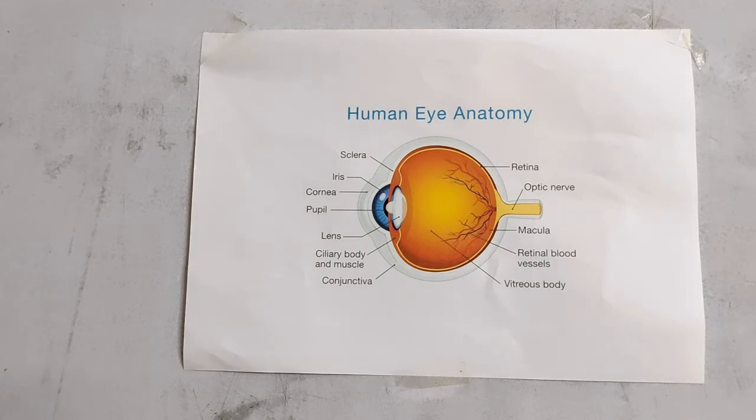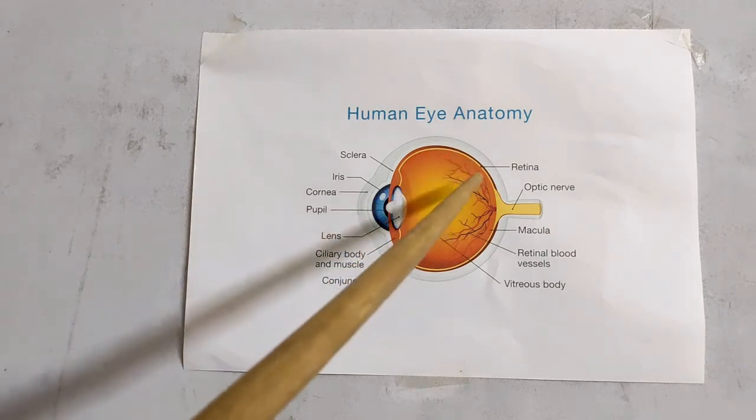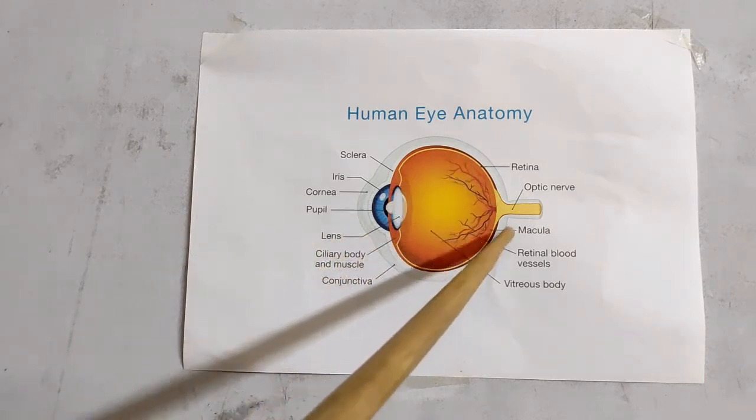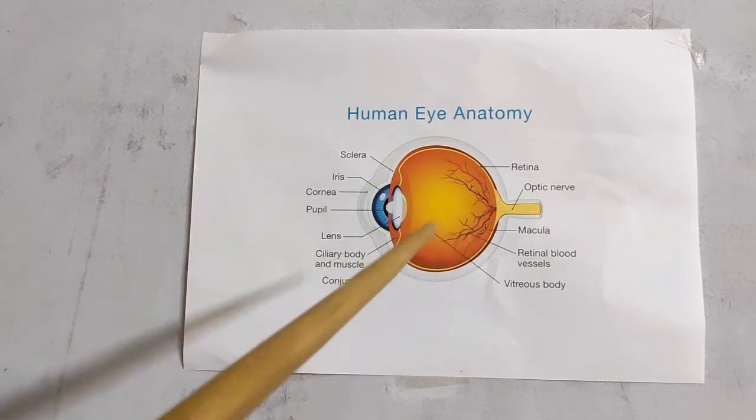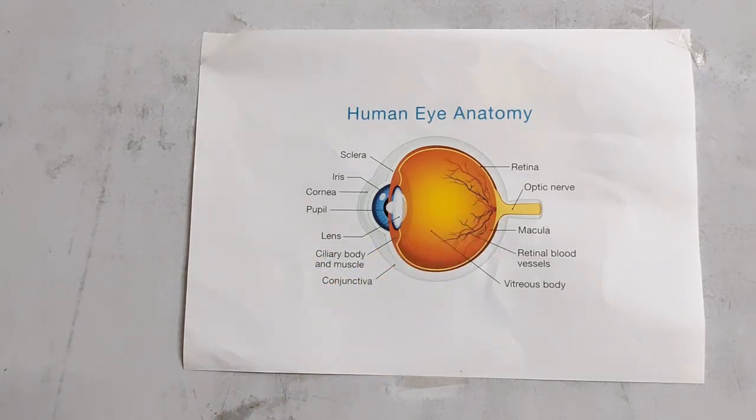The next part we have to understand here is the optic nerves. Can you see the optic nerves here? Yes. What is the role of the optic nerves? It is a bundle of nerve fibers that carries messages from the eyes to the brain.